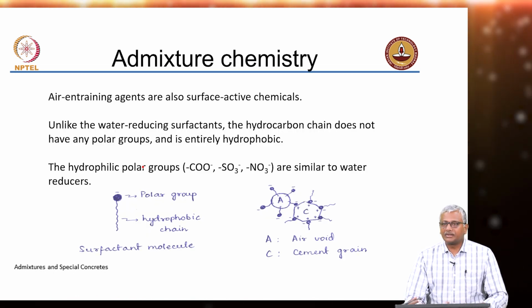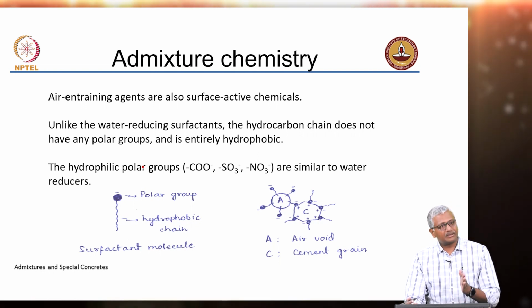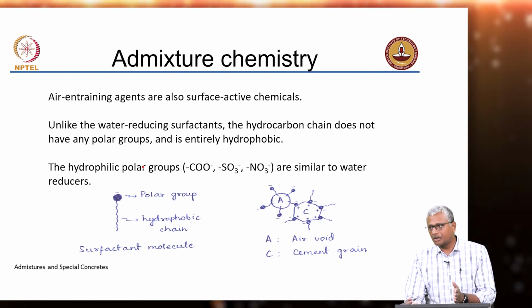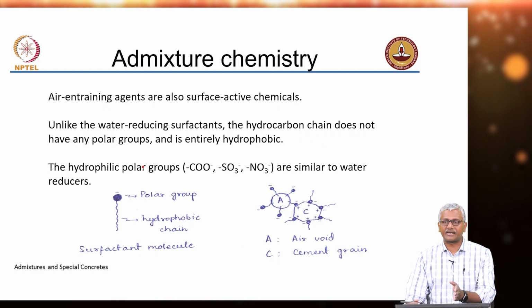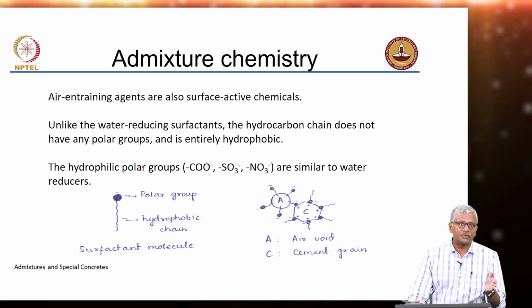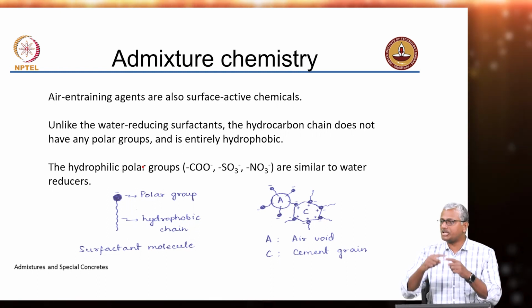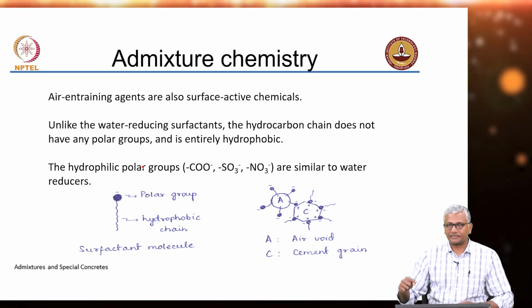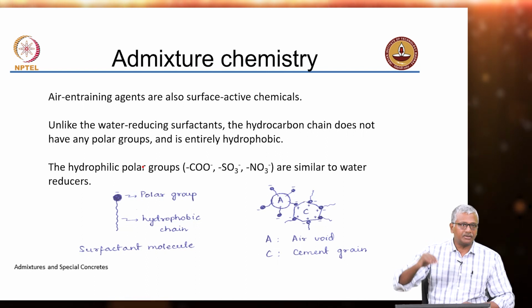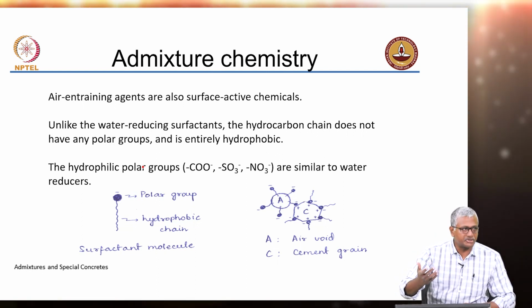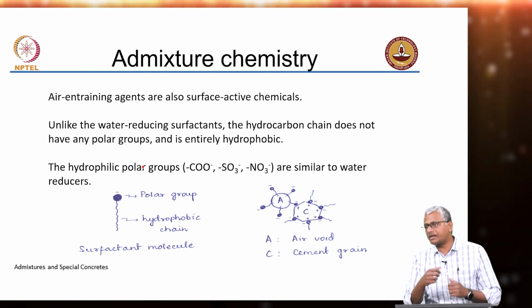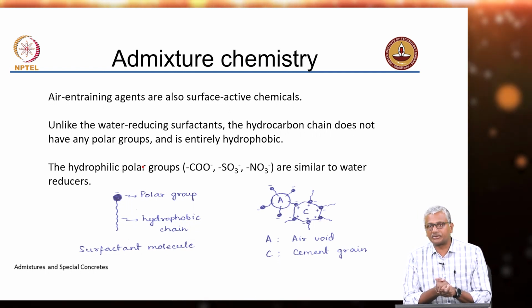So, in terms of the admixture chemistry, there is some similarity, but a lot of difference between the chemicals that are used as air entraining agents and as water reducing chemicals. In water reducers, if you remember, there was a main chain and there were side chains, and there was charge on the main chain that led to either electrostatic repulsion, or when the side chains were bulky, it led to steric repulsion, steric hindrance.